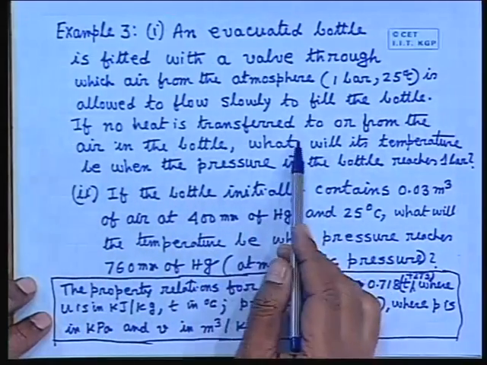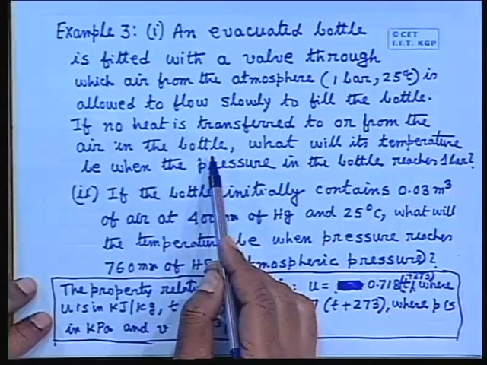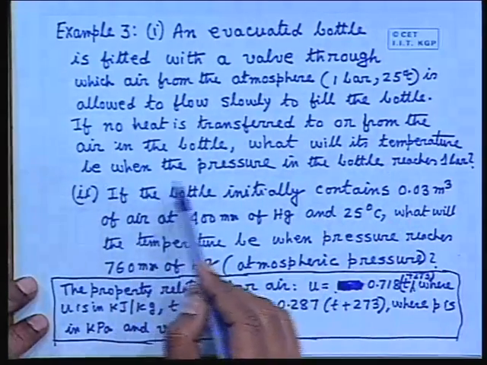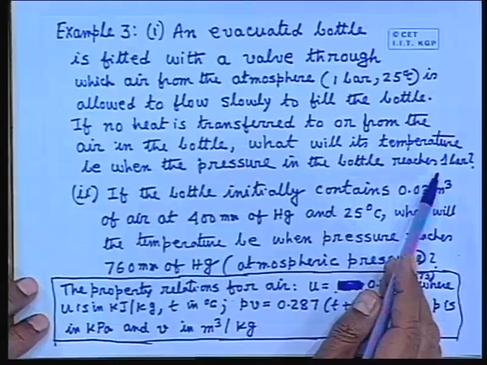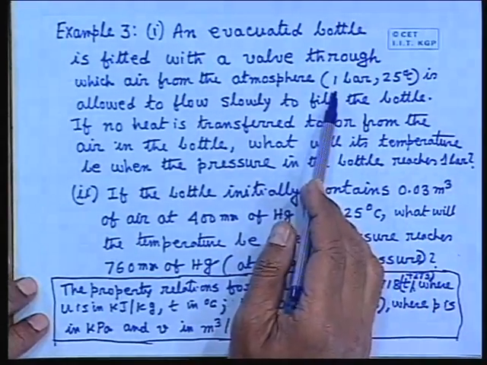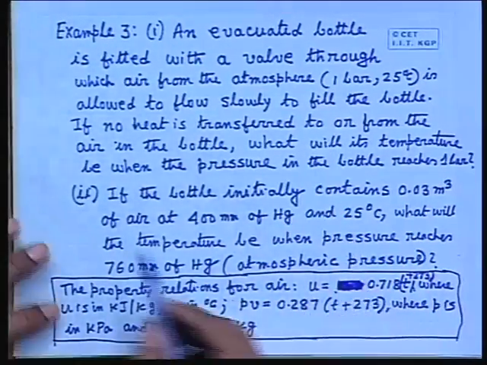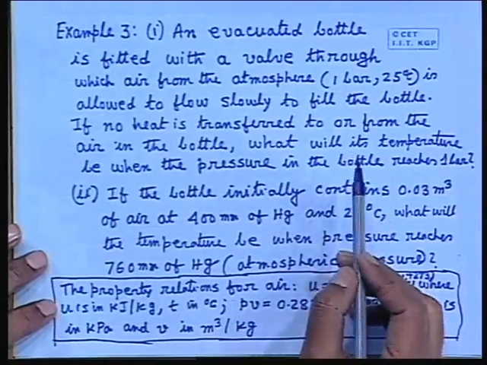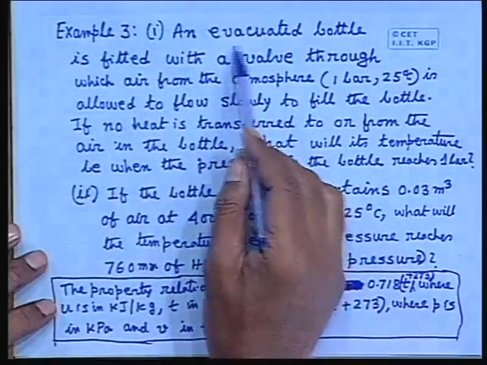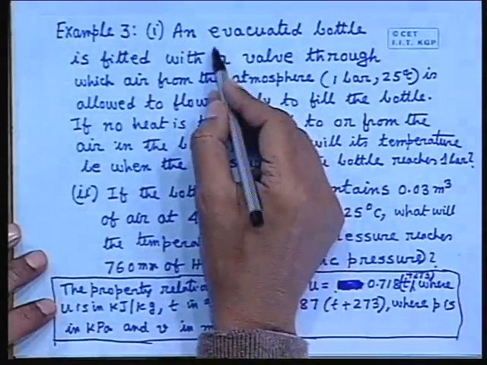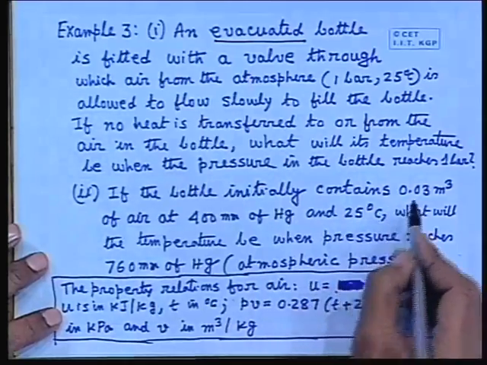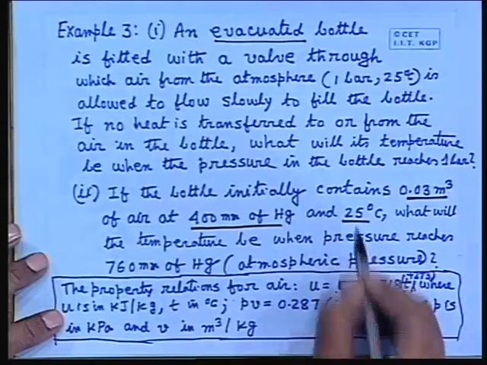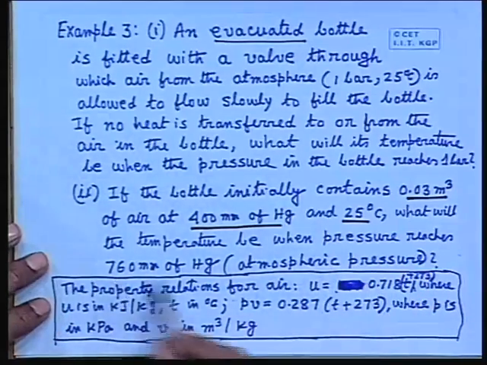If no heat is transferred to or from the air in the bottle, that means the bottle is totally insulated, what will its temperature be when the pressure in the bottle reaches 1 bar? That means the pressure will be the same as outside, so the process will automatically stop. First case: the bottle is initially evacuated. This is important, evacuated. Second case: it initially contains this volume of air at this temperature, and the pressure reaches the atmospheric pressure.